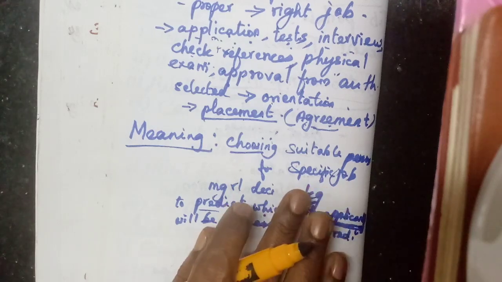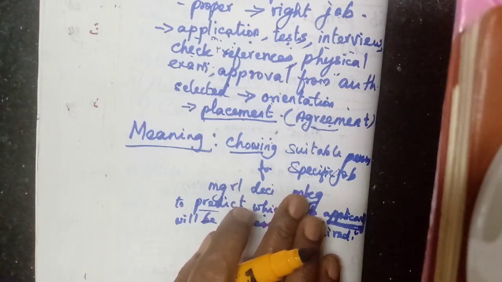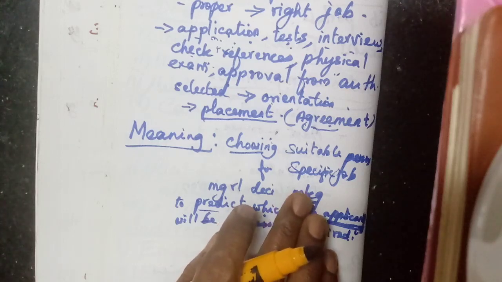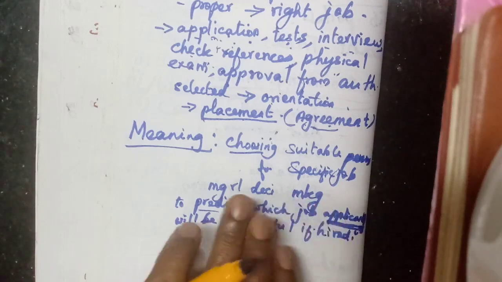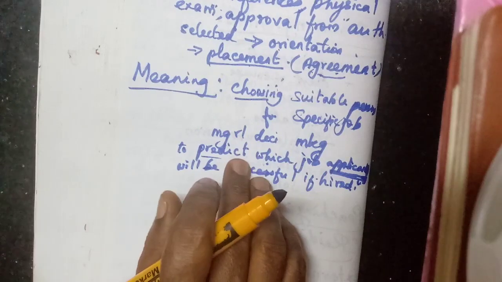Here we can say it is a process in which we divide the total class of applicants into two. That means those who are offered employment and those who are not offered employment. That we can say is called selection.